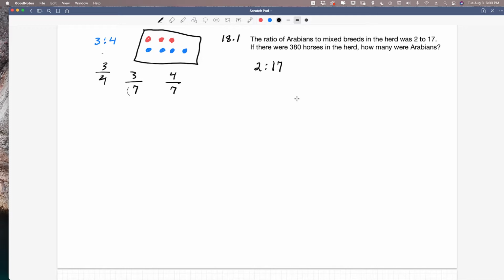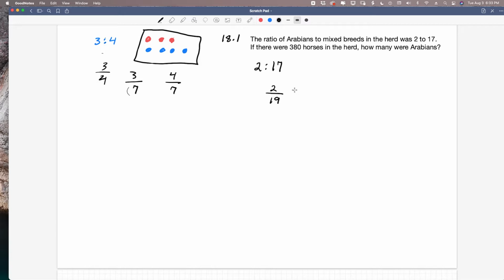Okay, so we need to create a fraction that represents the part of the herd that was Arabian. Now, the total units that is being represented here, we have, for every 2 Arabians, there were 17 mixed breed horses. So that means in this ratio there are 19 parts, because 2 plus 17 is 19. So 2 out of 19 horses were Arabian, and that number 19 includes the 2 that are Arabian, right? You can see how that works.